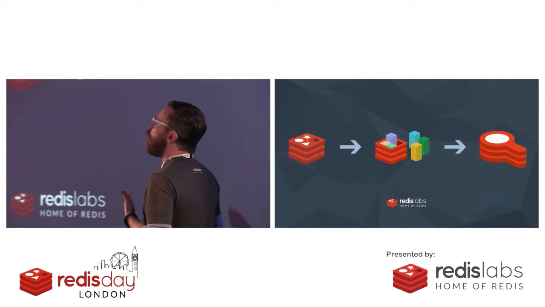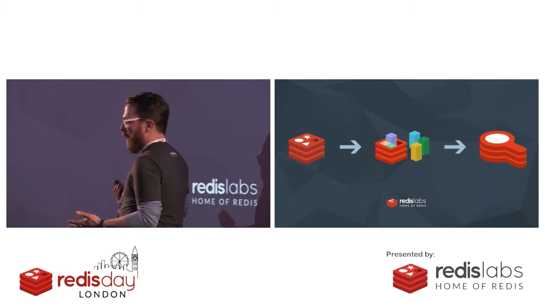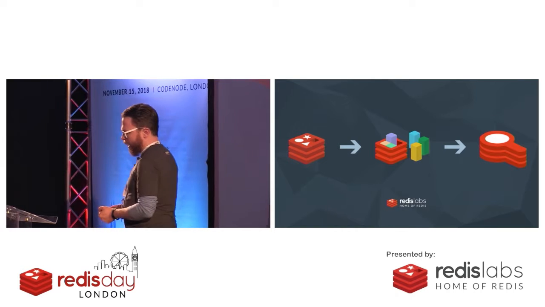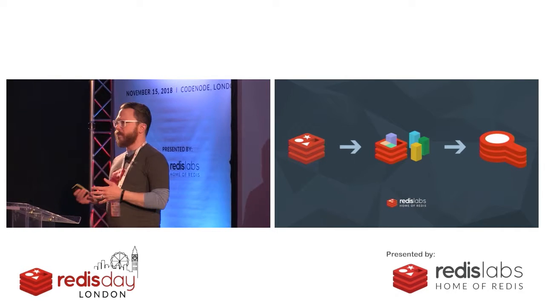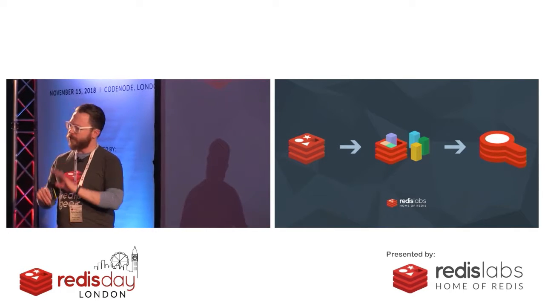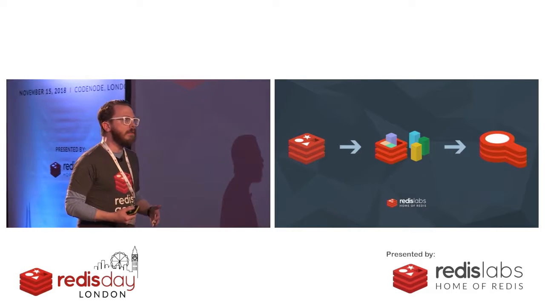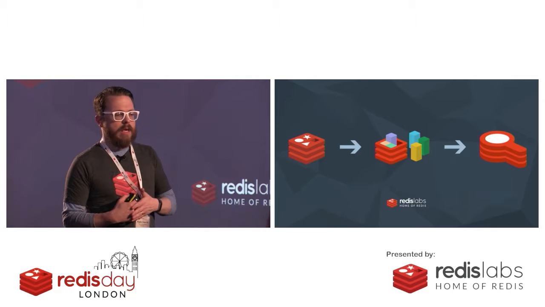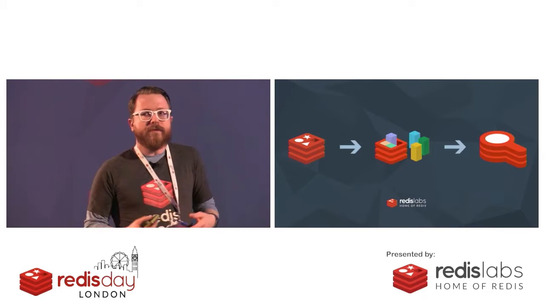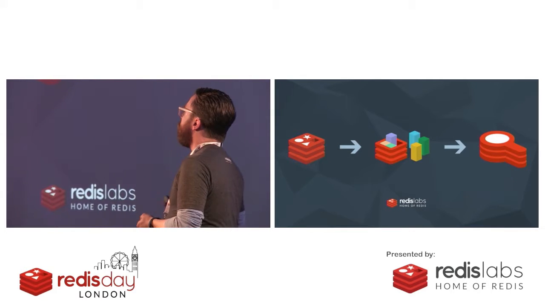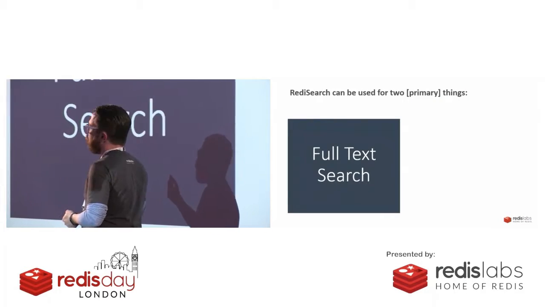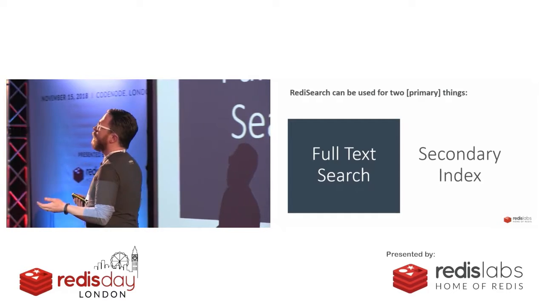So RediSearch is a full-text search engine, and secondary indexing is what it can do as well. Full-text search engines are something people get confused about. Is it a web crawler? No. You provide it data, and that data can be structured, semi-structured, or just text, and it can find things in it. So let's see how this looks: full-text search, and then secondary indexing.